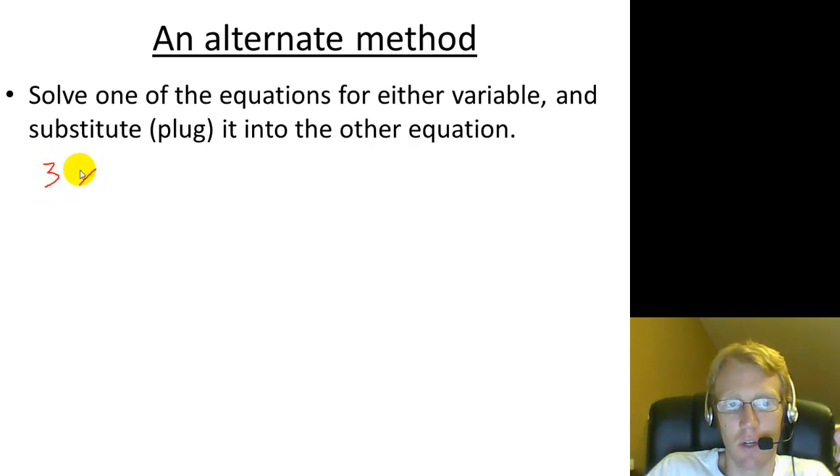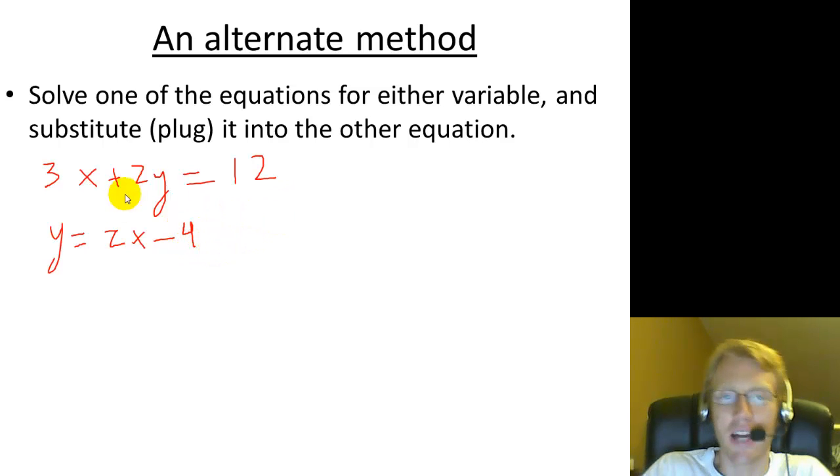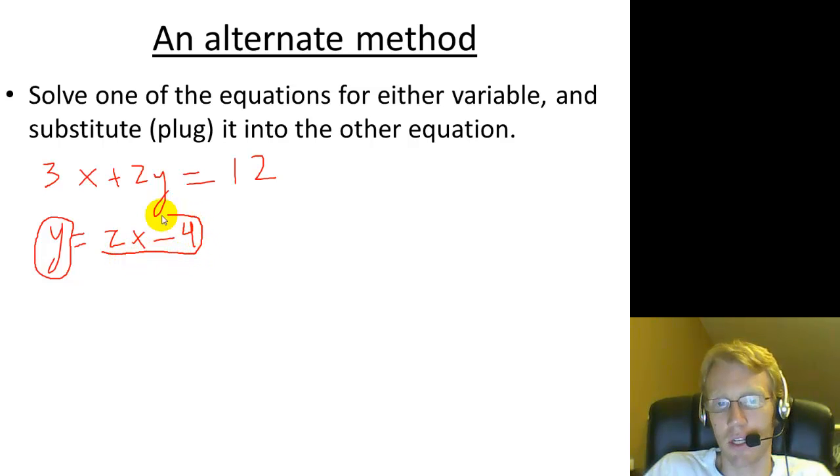Say one of your equations is 3x plus 2y equals 12, and your other equation is y equals 2x minus 4. Okay, this one's already solved for y, so that's good. I could solve the other one for y, and then I'd have y equals f1 of x and y equals f2 of x, and I could set those two resulting things equal to each other. That would be the first version that I showed you. But I don't need to do that because I already know what the y value is equal to. The y value is equal to 2x minus 4.